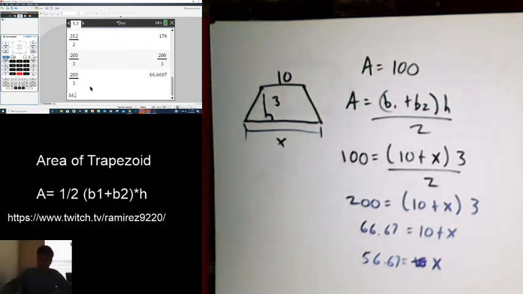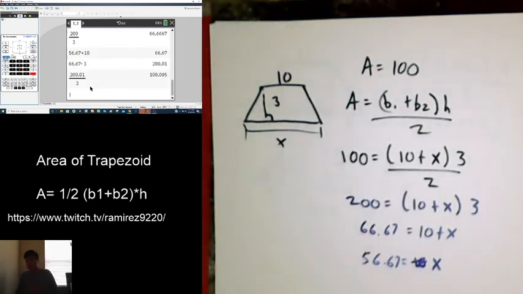And you could always check your work by plugging it in. So I would have done 56.67 plus 10. And I was to multiply that by 3 and then divide it by 2. I get my area of 100. Okay, so again, be able to manipulate. That's pretty much it, right? Area of a trapezoid, guys. Not too bad.